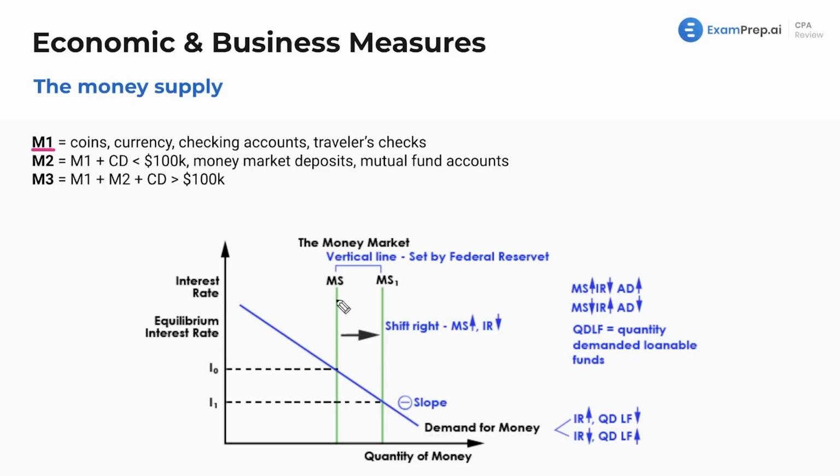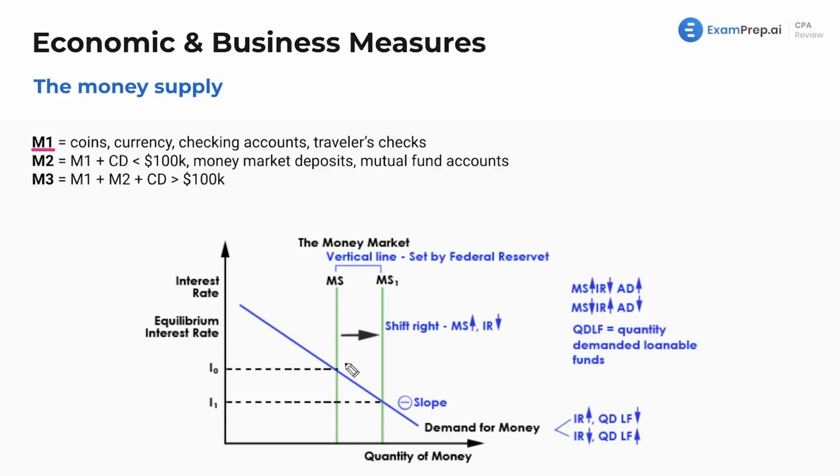So as the money supply increases, as the Federal Reserve prints more money, and the demand for money stays stagnant, well, the equilibrium interest rate goes down because there's more money in the market, right? People don't need to borrow money as much, so interest rates are going down. It's supply and demand, but with money.